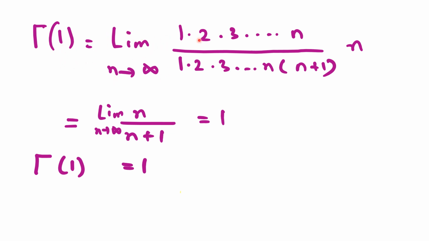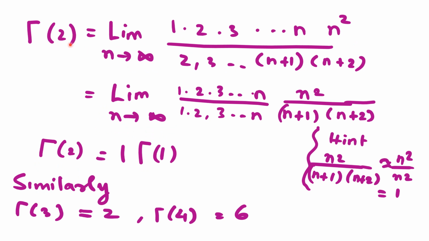Now limit n tends to infinity 1, 2, 3 up to n divided by 1, 2, 3 up to n into (n+1). Since this will be n^z and z is 1, this will be the expression. Now again the numerator and the denominator, these terms up to n will cancel out. Finally you will get terms like n by n plus 1. So when you apply the limits, this will come out to be 1. Such that gamma 1 is equal to 1.